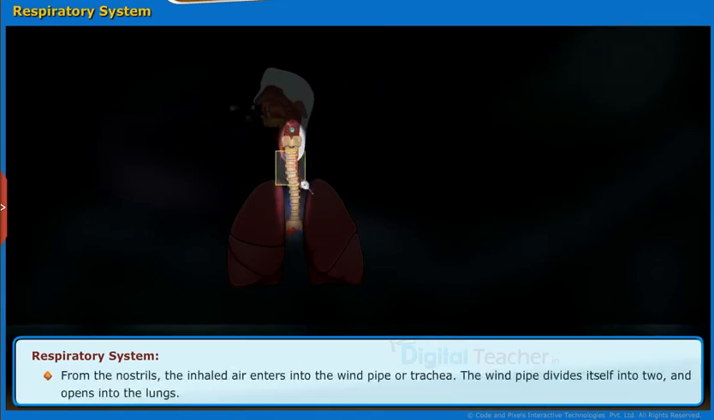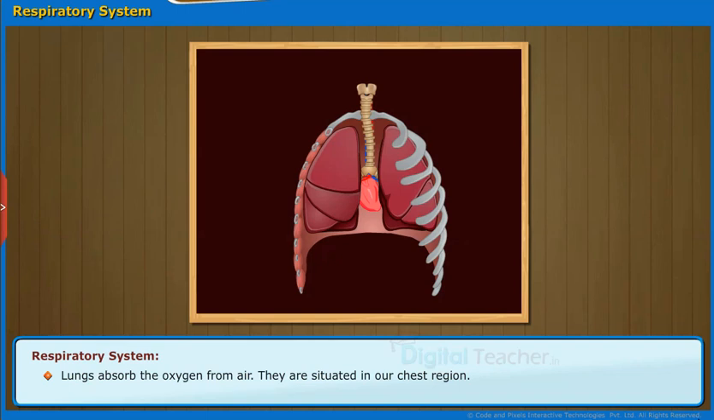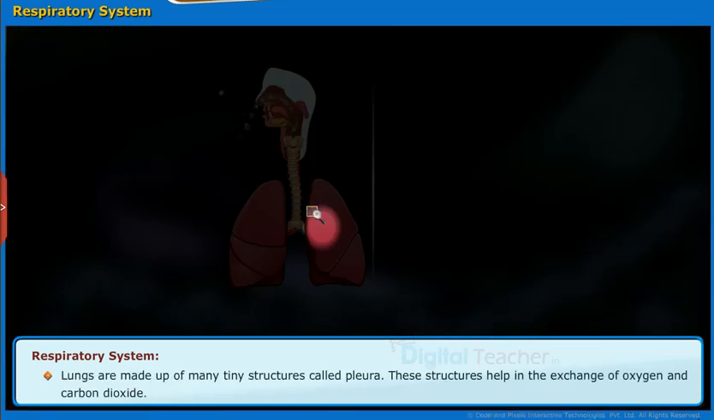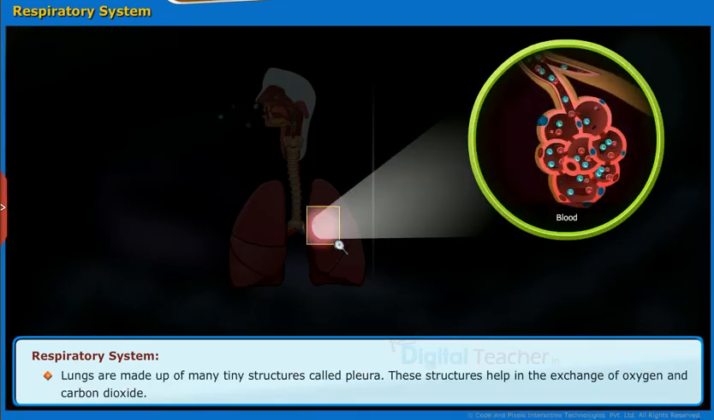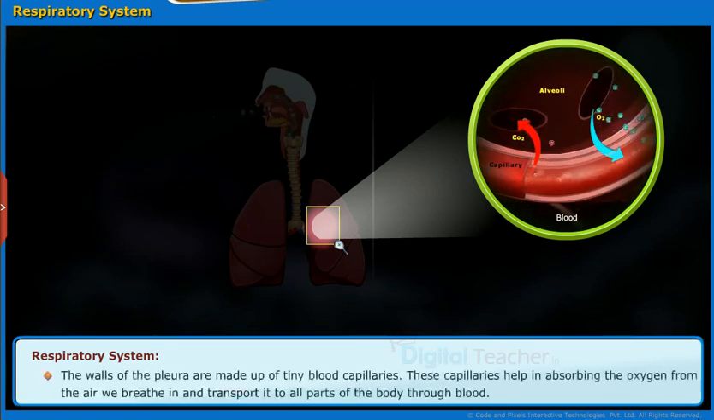From the nostrils, the inhaled air enters into the windpipe or trachea. The windpipe divides itself into two and opens into the lungs. Lungs absorb the oxygen from air. They are situated in our chest region. Lungs are made up of many tiny structures called pleura. These structures help in the exchange of oxygen and carbon dioxide. The walls of the pleura are made up of tiny blood capillaries.